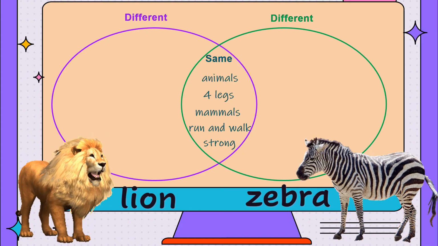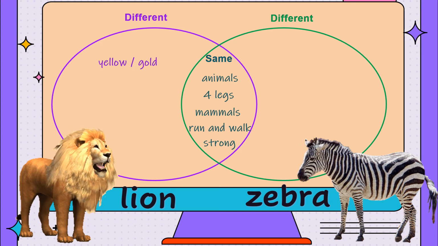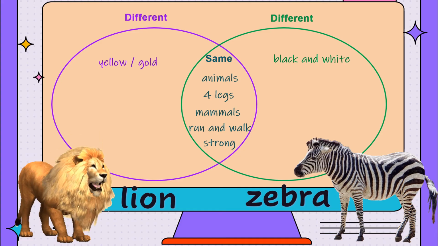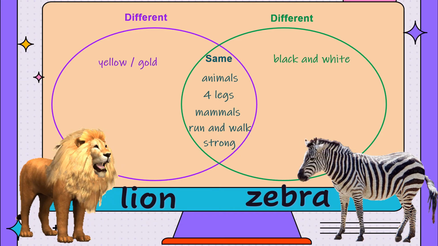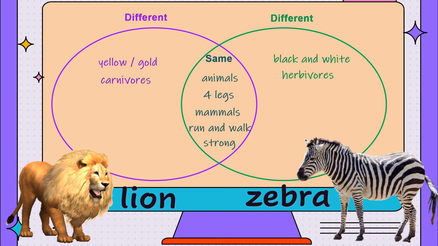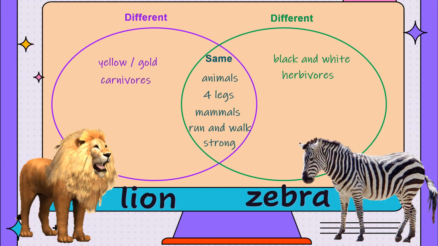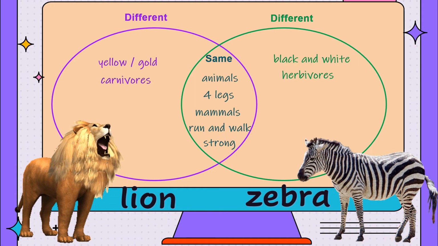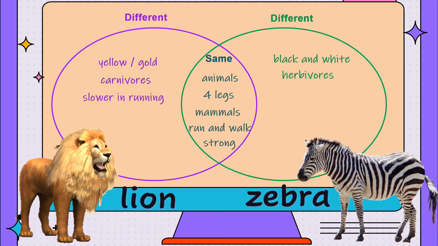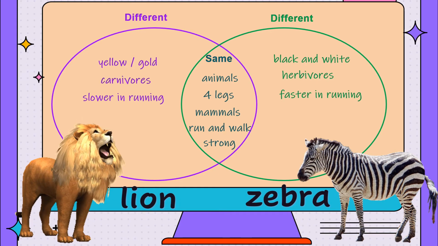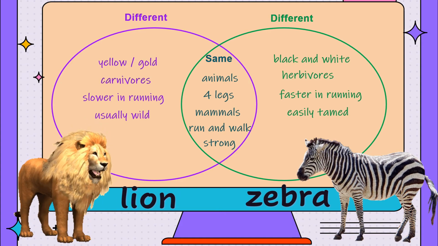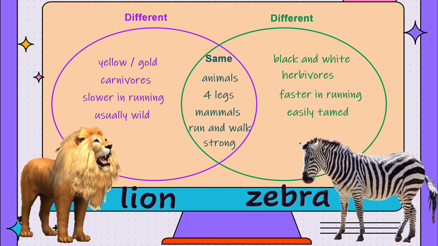Their differences: lions are yellow and gold, whereas zebras are black and white. Lions eat meat and are called carnivores, whereas zebras eat only vegetables and are called herbivores. When it comes to running, lions are slower, while zebras are faster. Zebras can easily be tamed, unlike the lion.